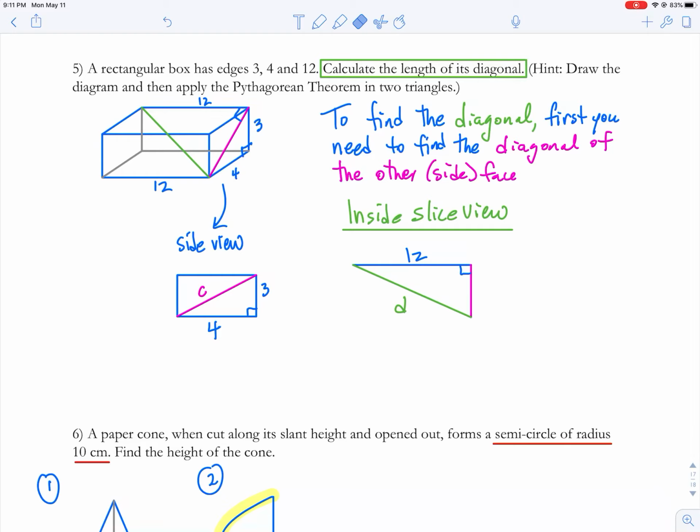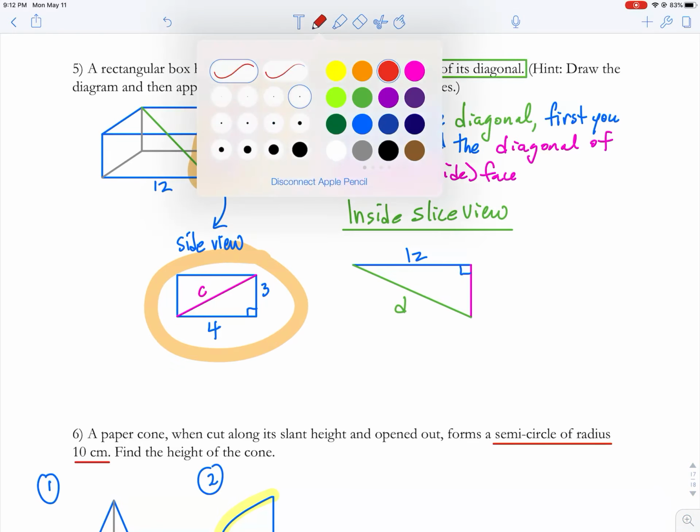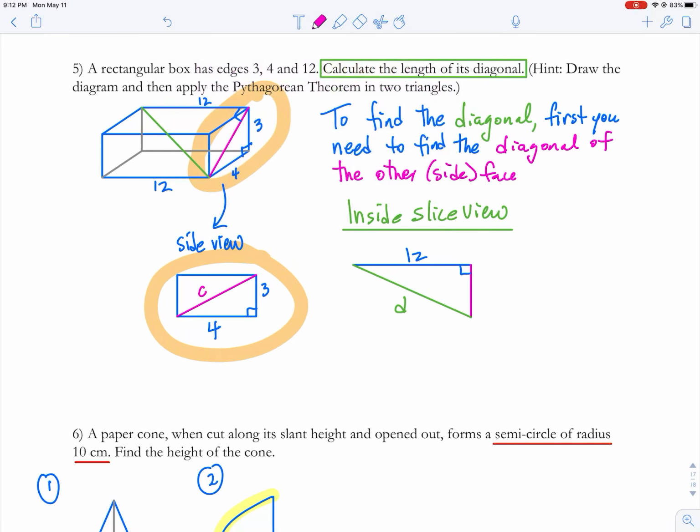But because I've done a question like this before, I knew that to find the diagonal, first I needed to find the diagonal of the side face, so the one that I did in pink. So first I need to figure out what that diagonal is. And so I drew a side view. If we were looking on the side of the box, it's so much easier to show this with an actual box, but if we were looking at the side of the box, it would look like this if we flattened it out. And so all we have to do right now is calculate what C is.